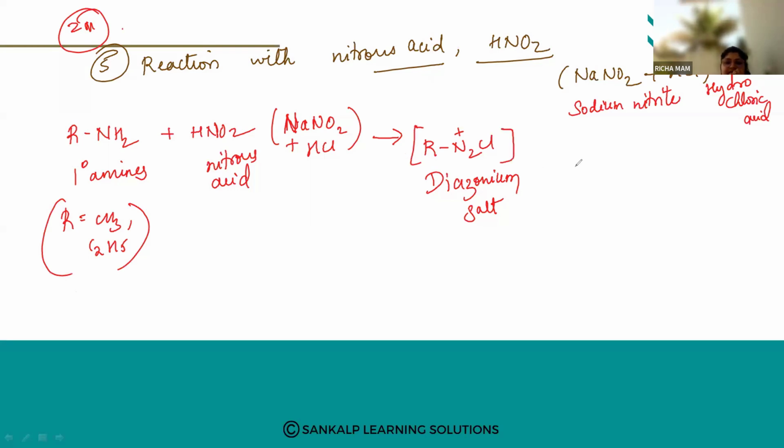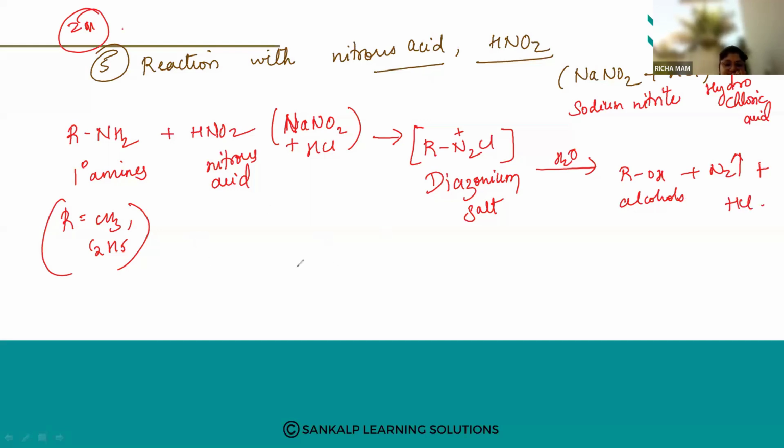So this is an intermediate. This we are going to treat with water. Then we are going to get alcohols plus N2 gas plus HCl. Yes, okay. So we are going to get alcohols. So from primary amines we can get alcohols by doing diazotization.